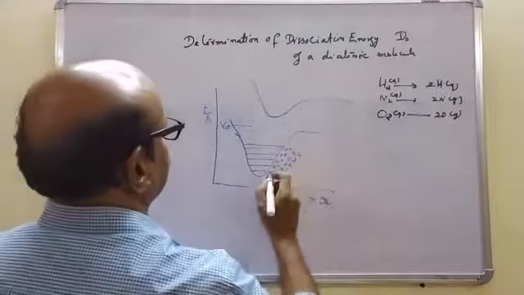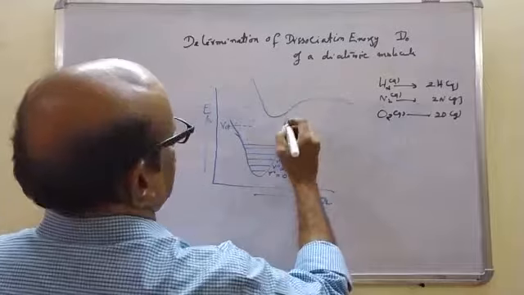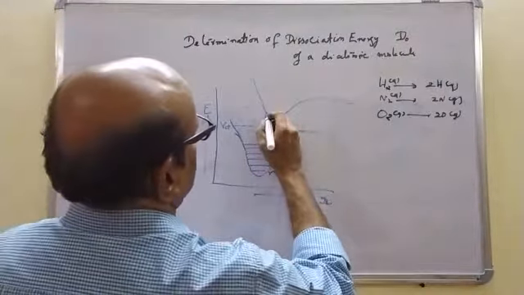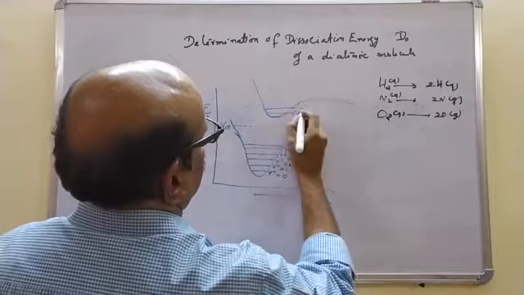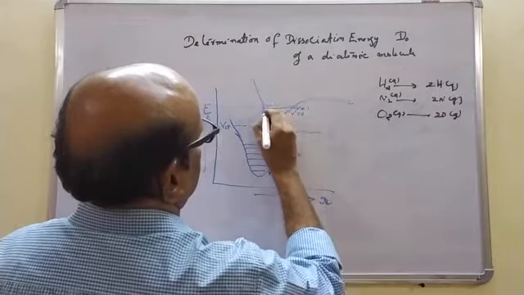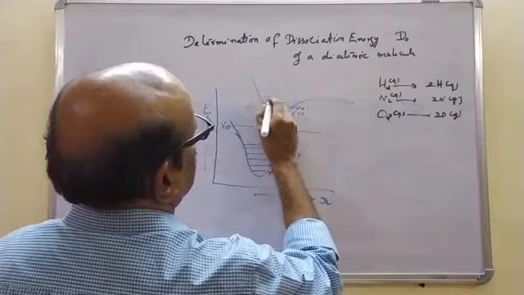Consider here. This is the excited state. This is the ground state. The electronic states have vibration levels, that is nu dash is equal to 0, nu dash is equal to 1. These are the various vibration levels, and this is the limiting level.